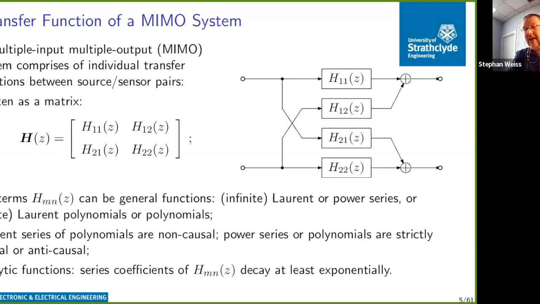If you imagine you have, as you see on the right-hand side here, a system with 2 actuators and 2 sensors, then each actuator-sensor pair is spanned by a transfer function.